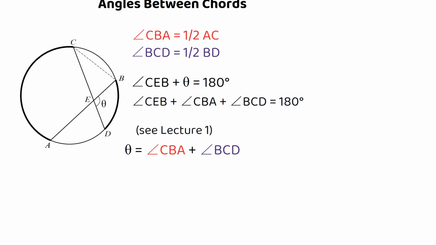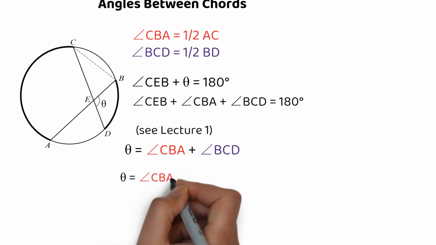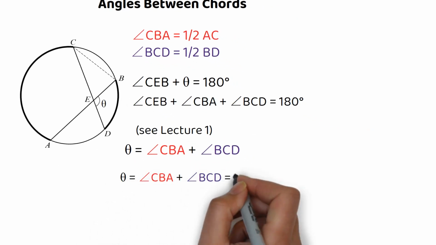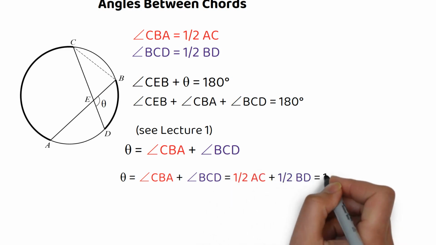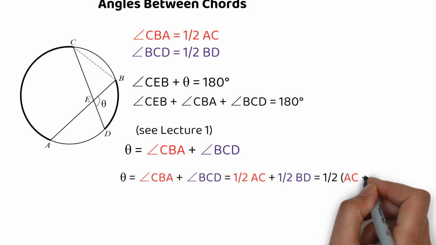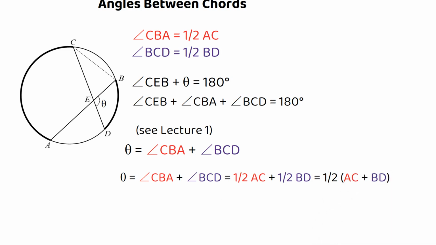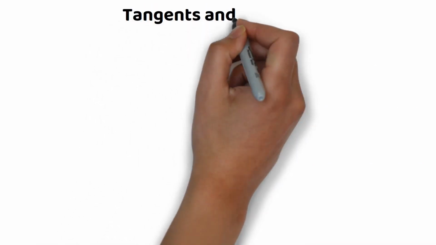Therefore, theta is angle CBA plus BCD, which is the same as 1/2 of the arc of AC plus 1/2 of the arc of BD, which means overall we get that theta is 1/2 of arc AC plus arc BD. Thus, the angle between two chords is the average of the arcs that they generate.